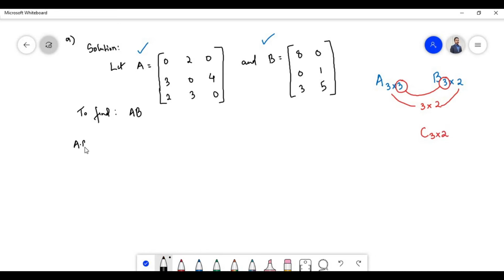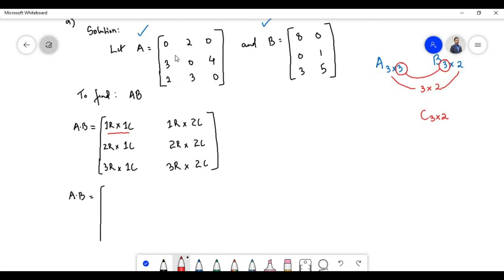Multiplication of matrix A and B is done by multiplying the first row with the first column, next first row with the second column, next second row with the first column, next second row with the second column, next third row with the first column, next third row with the second column. Let us start with first row and first column.